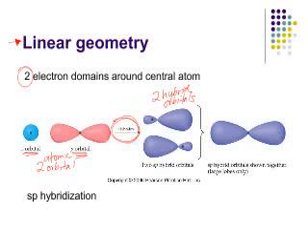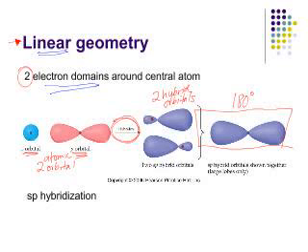Now that we have these hybrid orbitals, if this is our nucleus right here, and we put them together and only look at the large lobes, we can see that we now have two orbitals that are 180 degrees away from each other. The long and the short of it is, if you have a linear geometry, with two electron domains around your central atom, you will have what is called sp hybridization. sp because it comes from an s orbital with a p orbital to make two new hybrid orbitals.